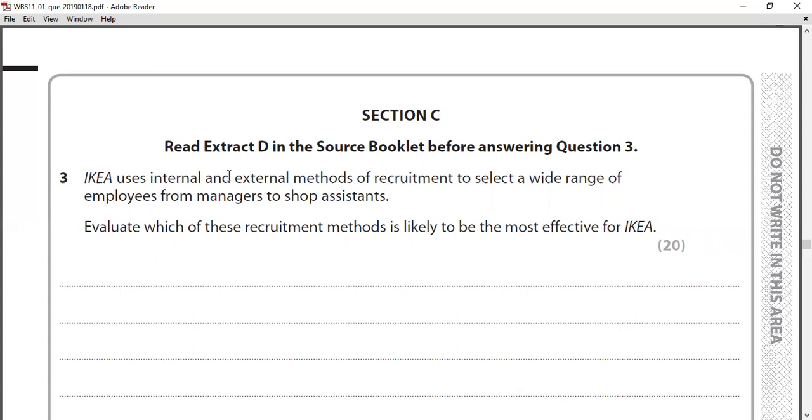Normally, for this question, you have to think about the recruitment side: internal recruitment, external recruitment. There are shop assistants and the managers. Evaluate which of these recruitment methods is likely to be the most effective for IKEA. Let's go to the case study.